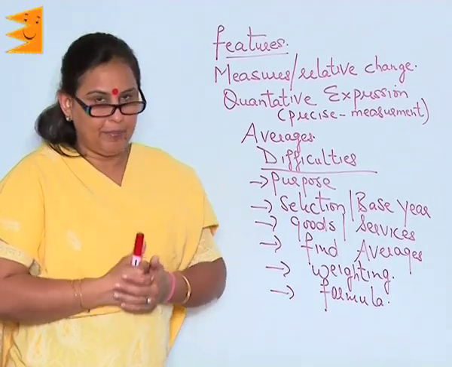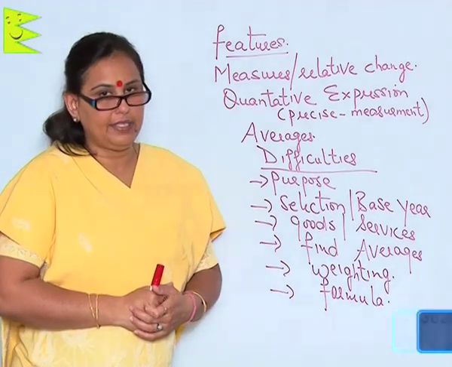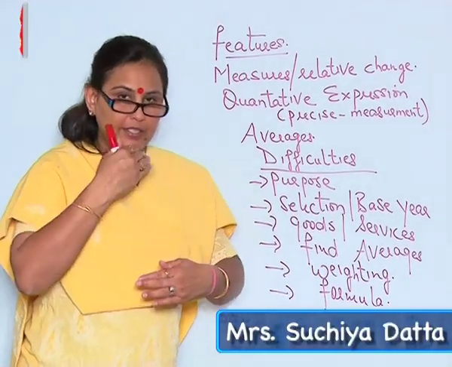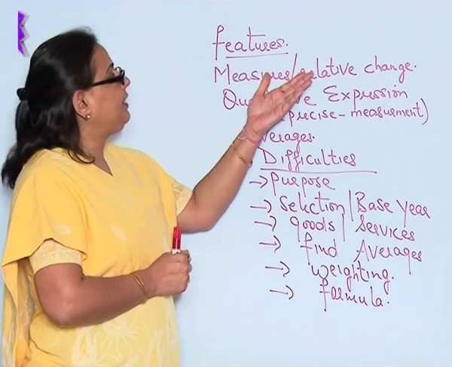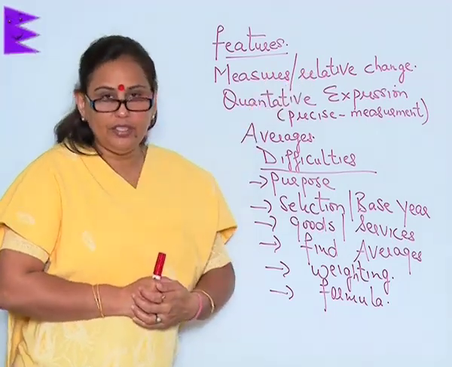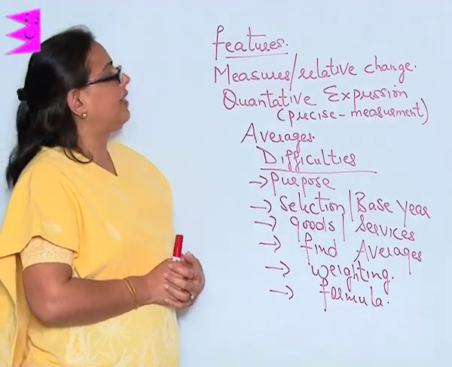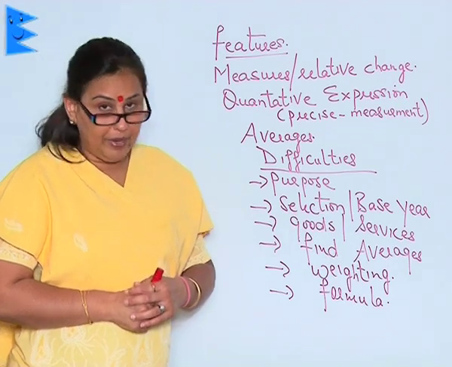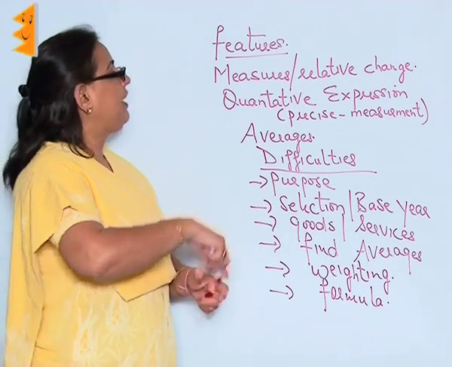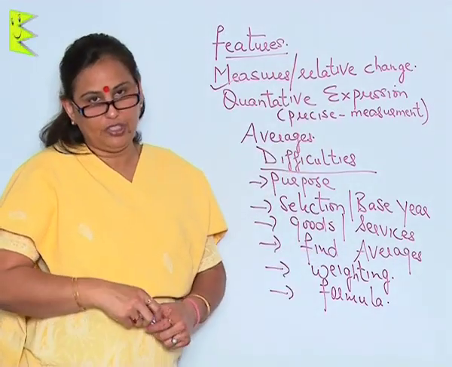In the previous clipping, we understood what an index number is. Once you know what an index number is, it's very easy to find out the features of the index number. As far as the features are concerned, the index number is a measure by which we can find out the measures of relative change.